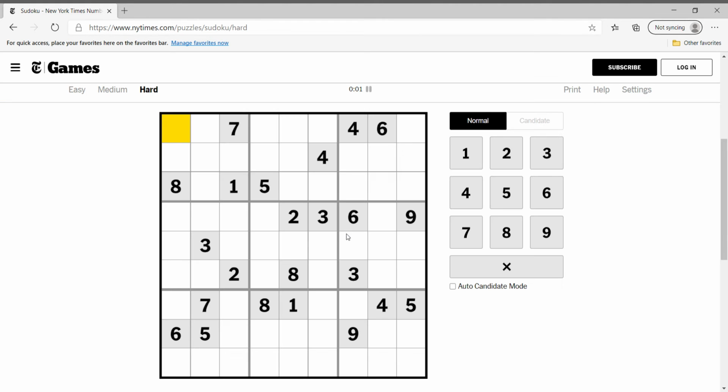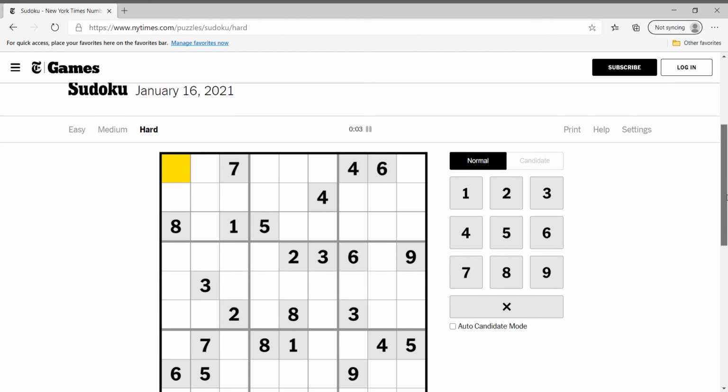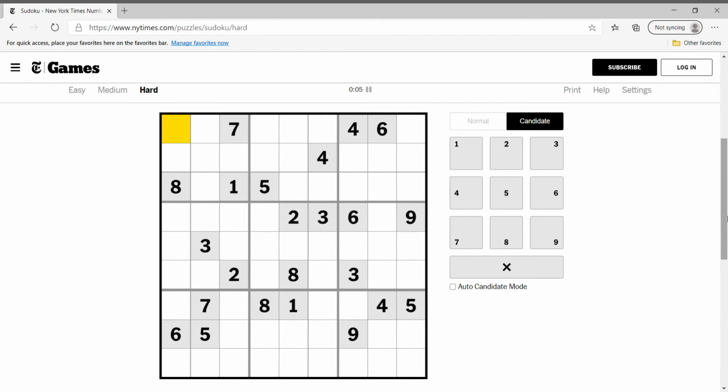Okay, this is New York Times Hard Sudoku puzzle for January 16. So, one we see is in 3 cells over here. And we also know 1 is flat and flat. Okay, 2 is flat. I will mark 2's in 3 cells over here. So we know the 3's in the middle. Over here, 3's are in 3 cells.